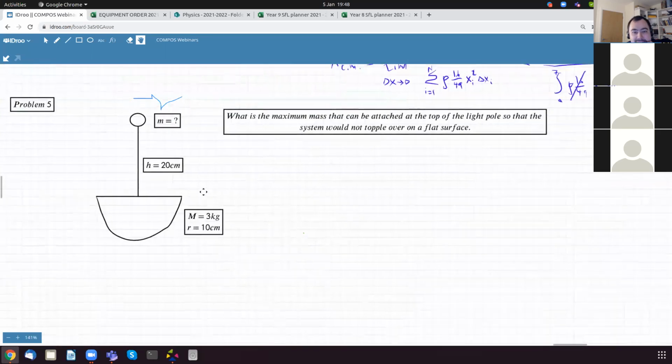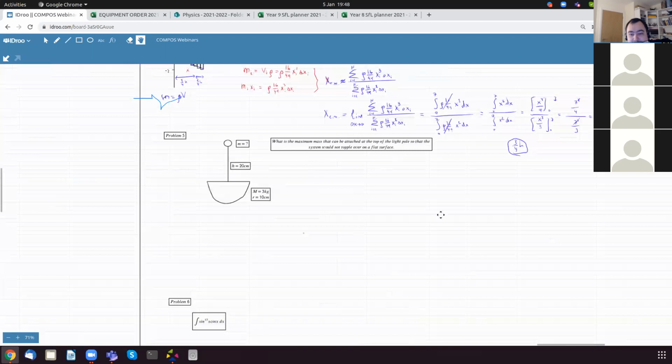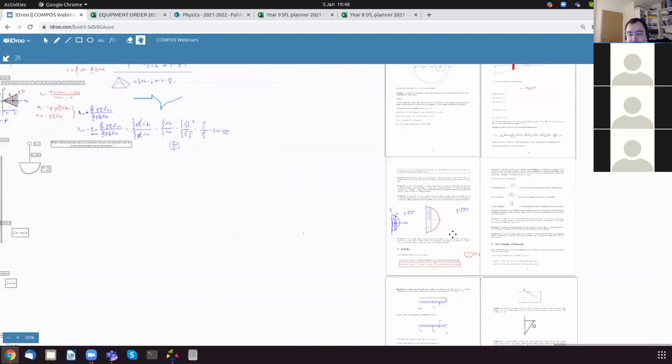Find the maximum mass that can be attached to the top of the light pole so that the system would not topple over on a flat surface. Basically, it is a question about stability. So let's have a look at stability.